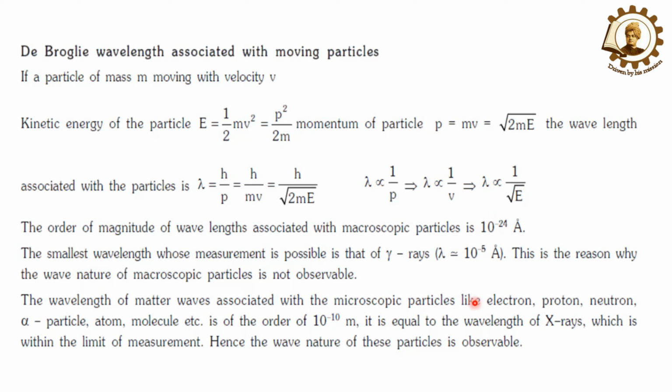Whereas in the case of microscopic particles like electron, proton, if you calculate the wavelength of the wave of that particle, it comes around 10 raised to minus 10 meter, which is feasible to measure. That is why de Broglie's hypothesis is targeted at microscopic particles. That means to know their mechanics, de Broglie's hypothesis can be used.